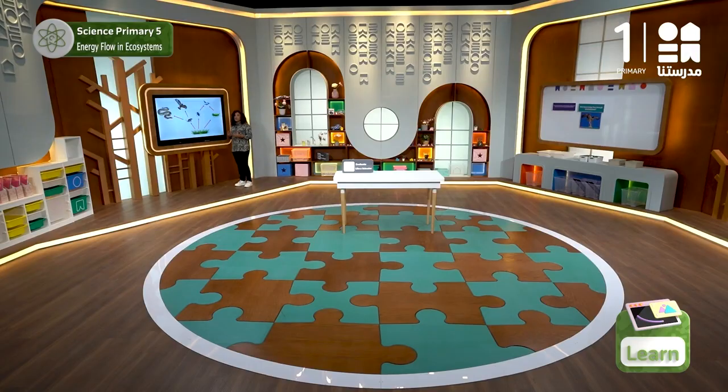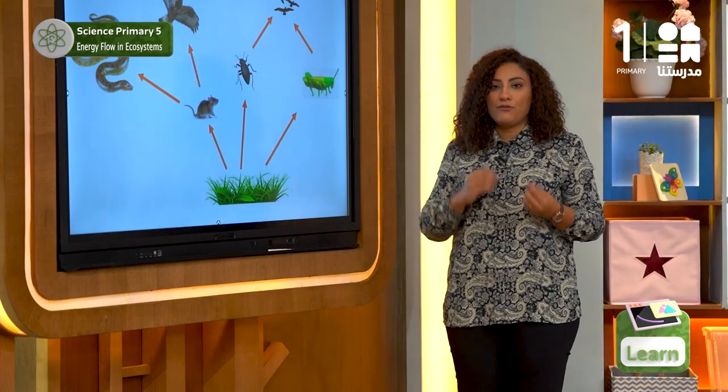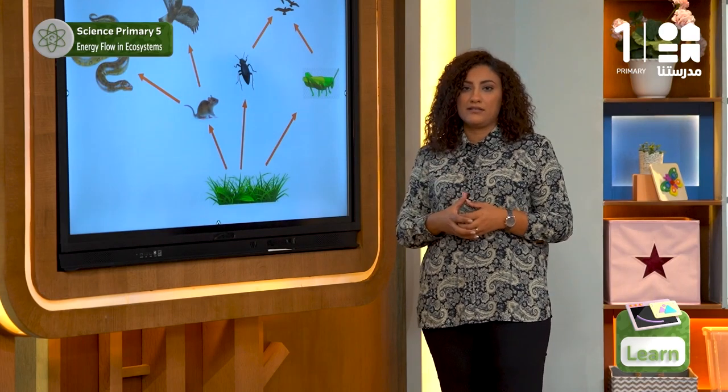From this model, we can define the food chain as a path where energy flows through an ecosystem.